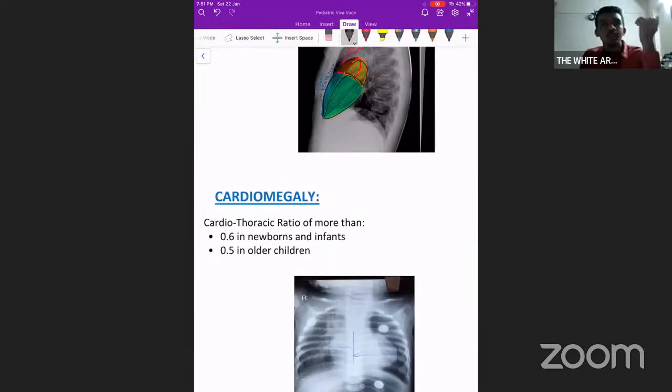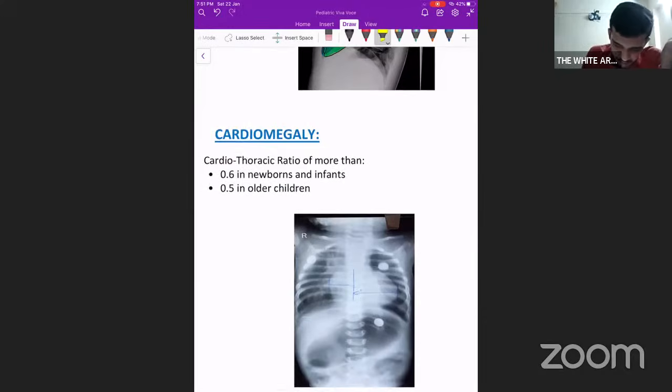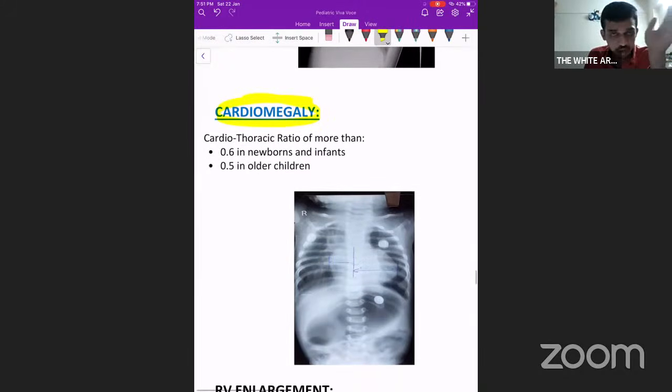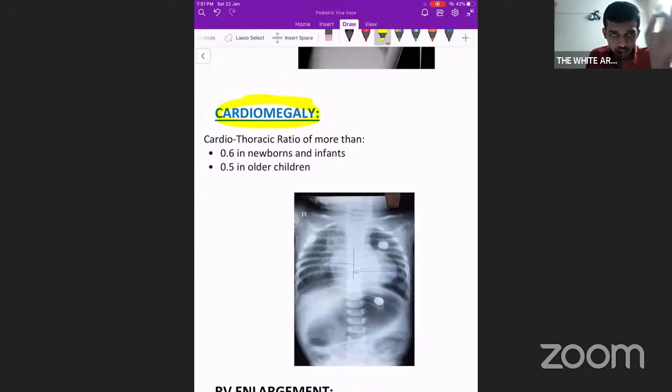So the first pathology we'll be seeing is cardiomegaly. What happens? The CT ratio in newborns and infants, as already told the reason, is 0.6, and in older children, it is the same as adults, it is 0.5.